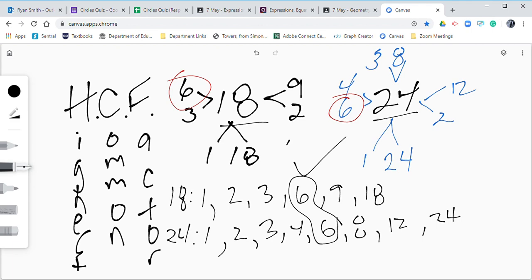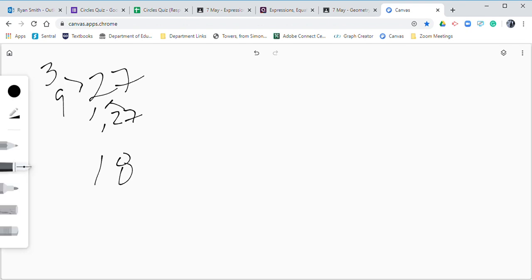So if I were to get a brand new slide and do it all over again, let's try again. Let's look at 27 and 18. Let's figure out the factors of 27 and 18. I can multiply 1 and 27 to make 27. Can't multiply 2 by anything to make 27. You can go 3 times 9. Can't multiply 4, 5 or 6 by anything. So the factors of 27 are 1, 3, 9, and 27.